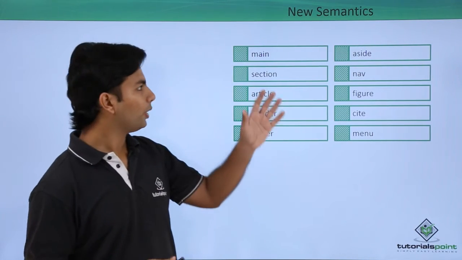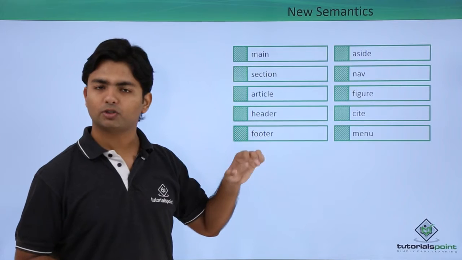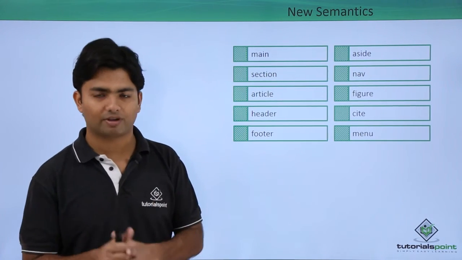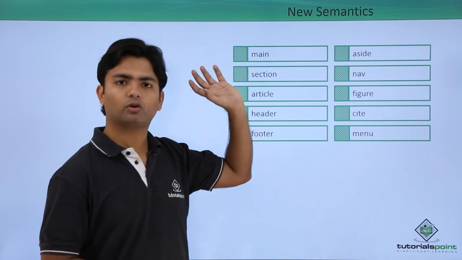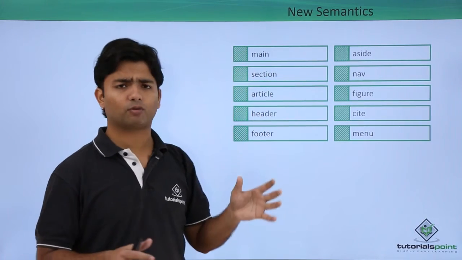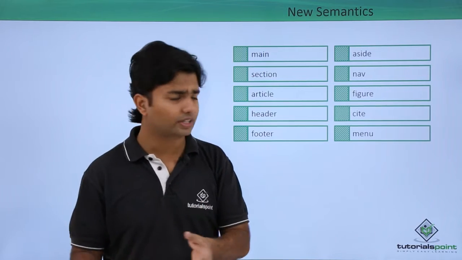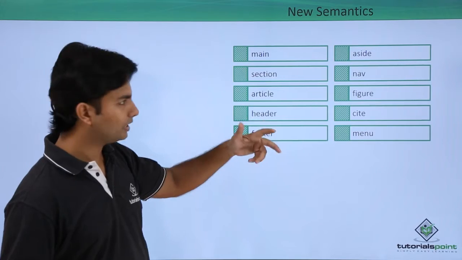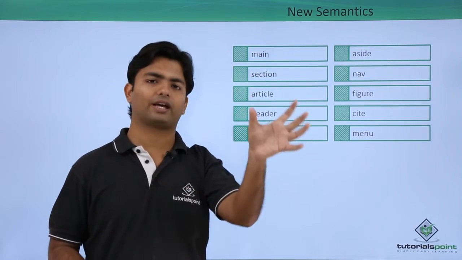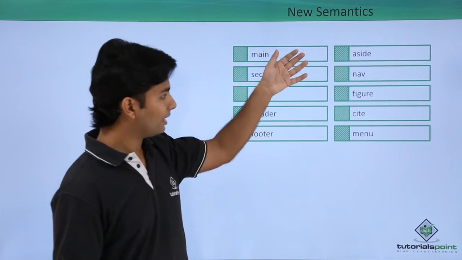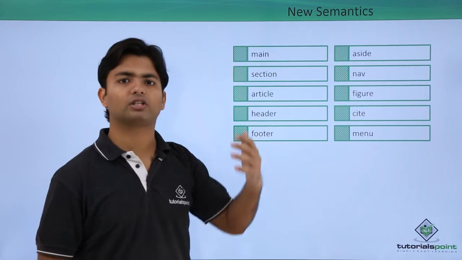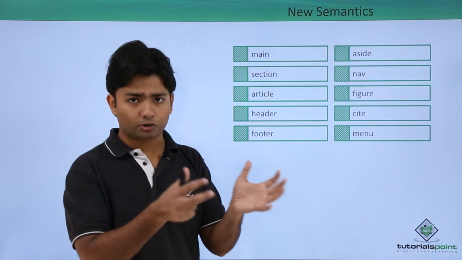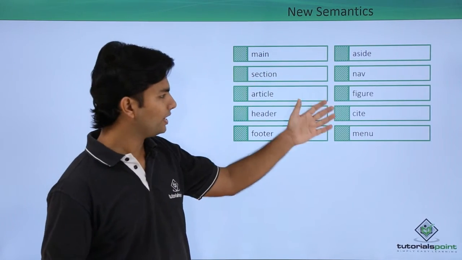Because here you have so many new tags which will give you a very clear idea about the different parts of the web page, like the main area where you're going to put content, the section if you want to create a small section for an individual text or image or anything, article, header, footer for the top and the bottom, aside if you want to put anything on the side of your web page, nav tag for putting the navigation elements, figure if you want to put some image or drawing concepts, menu, site.